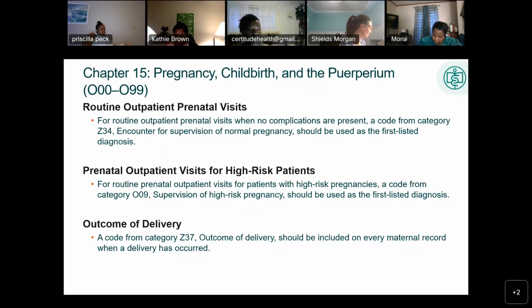Outcome of delivery, which is number 5 under B5. Did I skip one? I did. But I'll do outcome of delivery since mine is already there. Whenever a baby is born, this should be coded on the mother's record that she delivered. So when she delivers, a diagnosis code from the Z37 category.